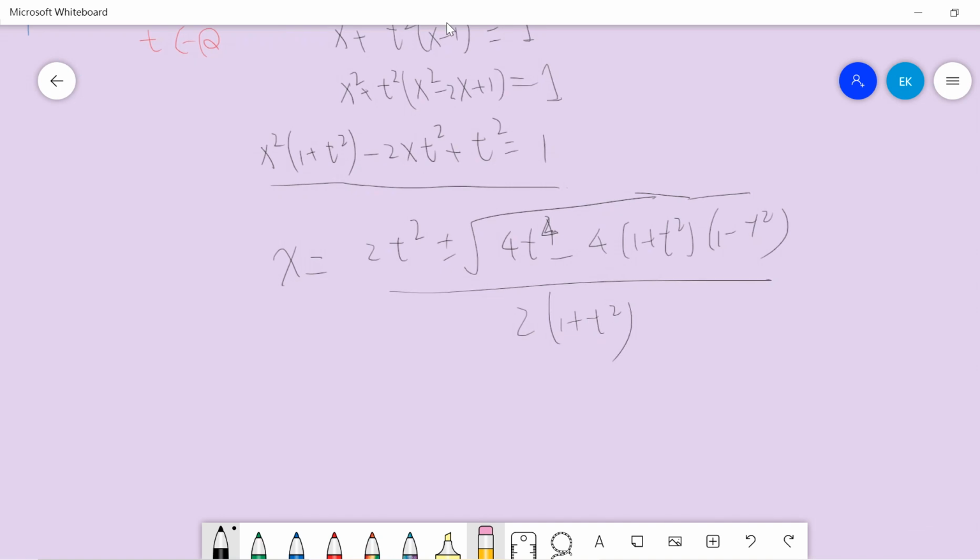Okay, and what is this? We can cancel 2 from both the numerator and denominator, and under the root this is t to the fourth, this is 1 minus t to the fourth, so this is 1. So you have x equals (t squared plus or minus 1) over (t squared plus 1). So for the plus sign, we have x equals 1, which is what we already have, and for the minus sign we have this one. And then we can plug in and we get this one.